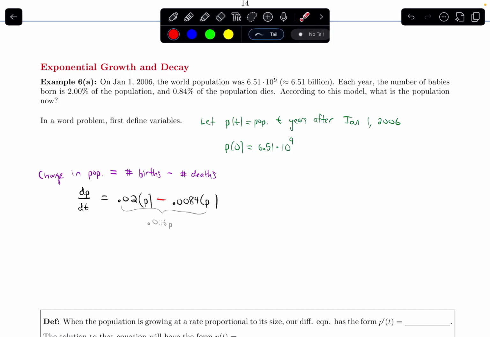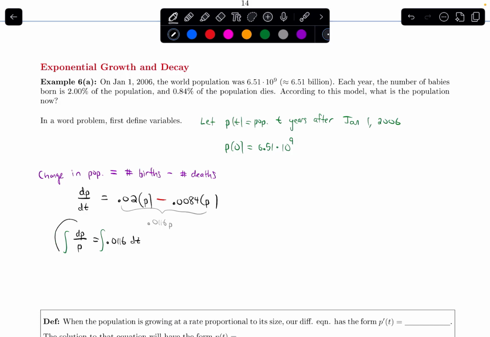So now I have this differential equation, and let's separate variables. So I can take this P and divide it over here to get it with the dP, and I can take this dt and multiply it over to the right. So that'll give me dP over P on the left equals 0.0116 dt on the right. Now I can take the integral of both sides, now that the variables are separated.